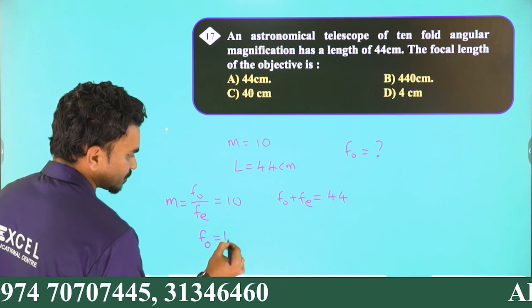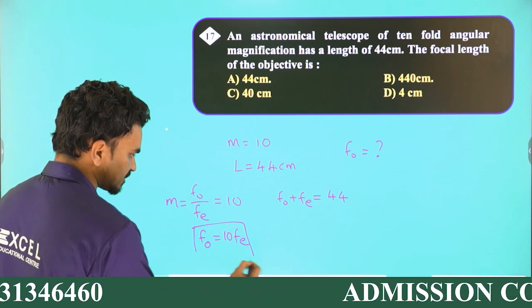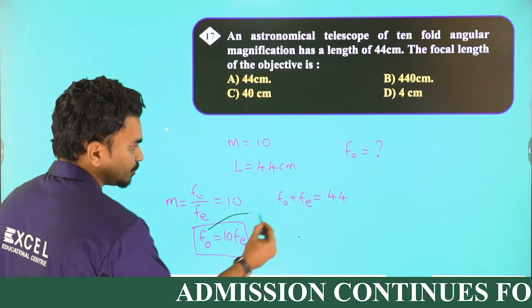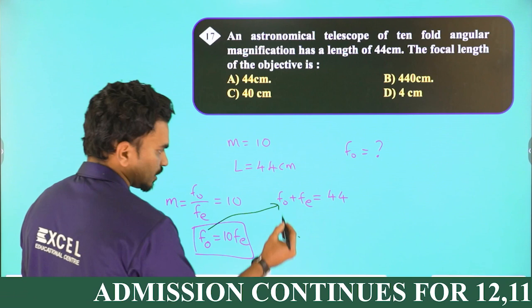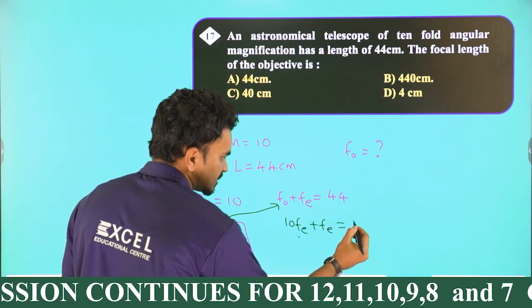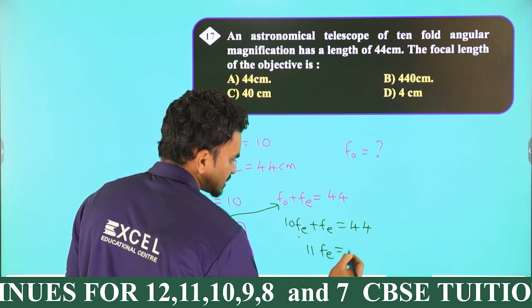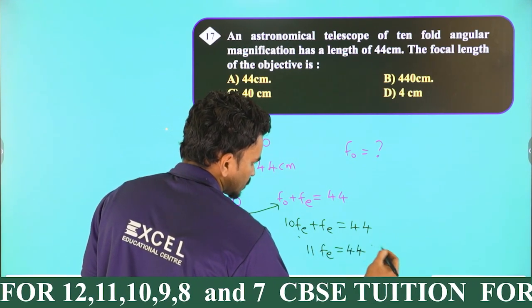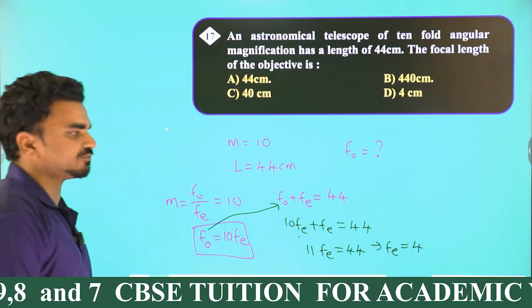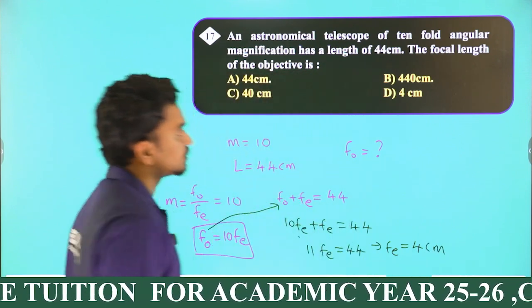Fo equals 10 times Fe, from here, right? Fo is equal to 10 times Fe. Substitute this Fo value here. What will I get? 10 times Fe plus Fe is equal to 44. So 11 Fe is 44. Therefore Fe is 4. 44 by 11 becomes 4. So Fe is 4 centimeter.